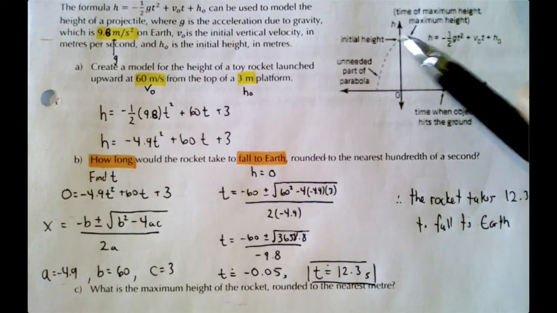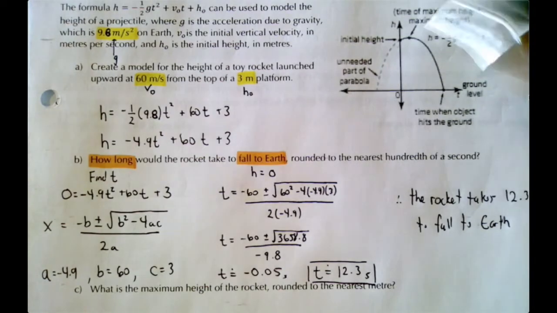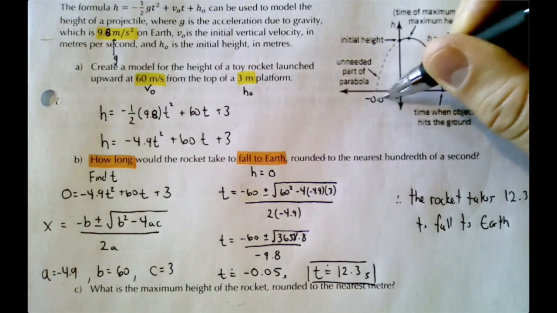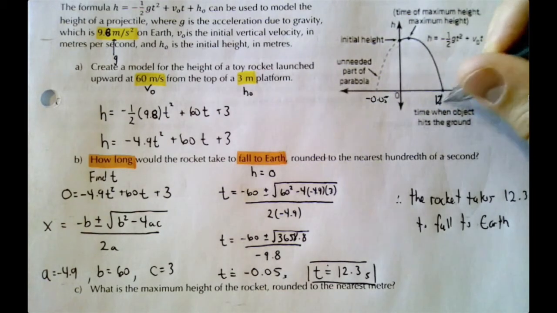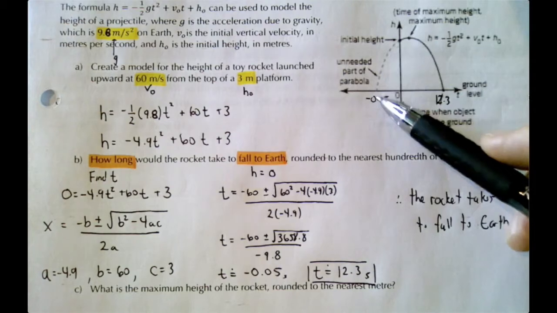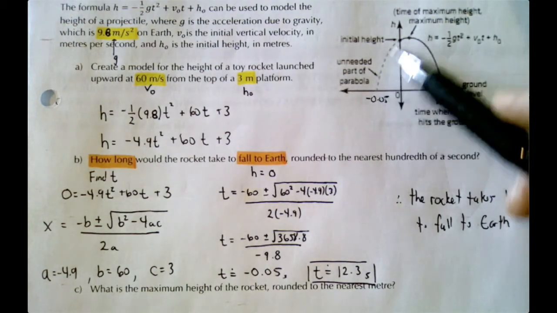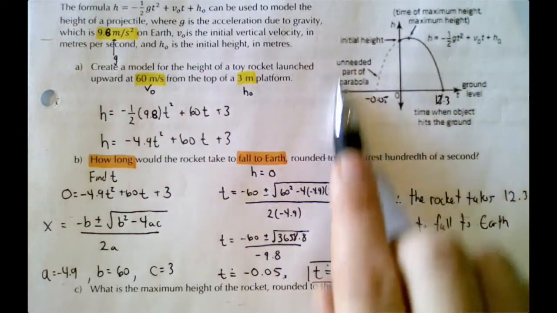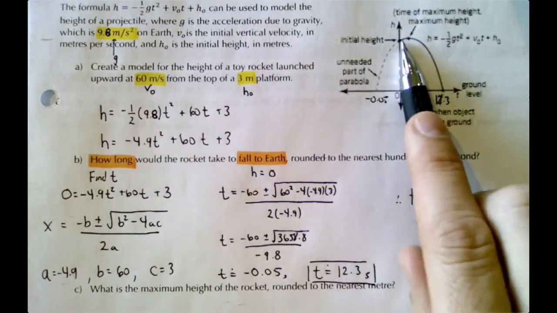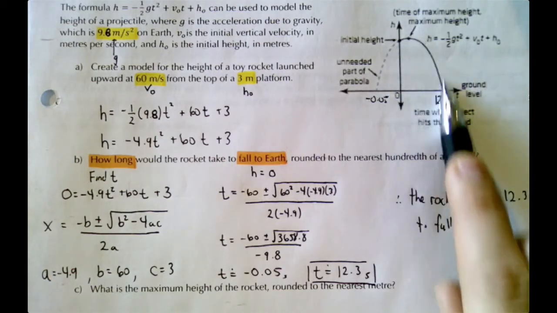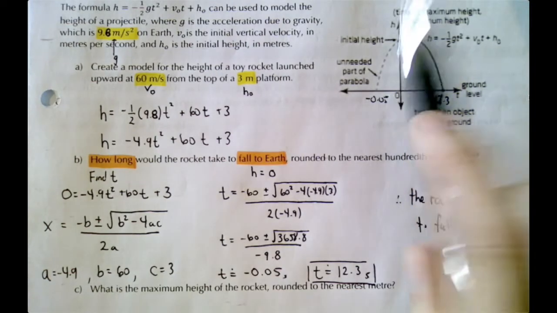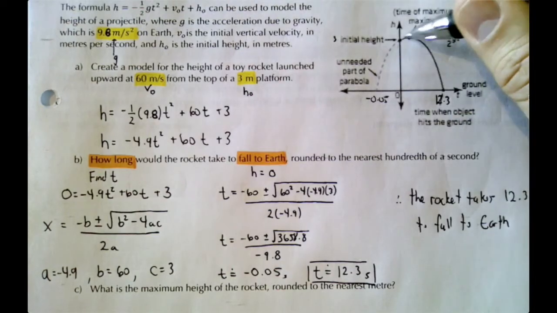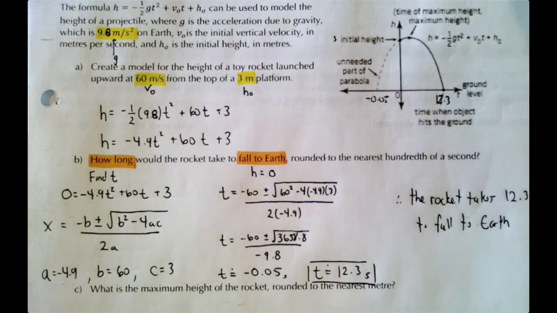Now notice this dashed part of the parabola. That's the part that would go back to the negative 0.05. This would be our 12.3. This part of the parabola is not actually part of the rocket launch. It's the unused or unneeded part of the parabola. This part really doesn't exist because this is the negative time region. We're only working in positive time because time can only go forward. So we're starting at an initial height of 3. We're launching up into the air. We're falling to Earth at 12.3 seconds. That's how we can interpret our answer.